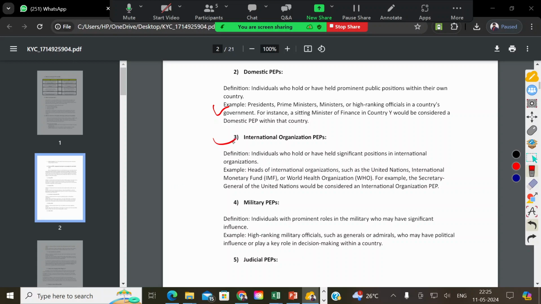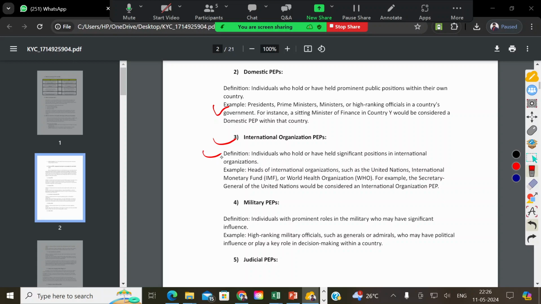Then third one is international organizations PEP. So definition, it means individual who hold or have held a significant position in international organizations. For example, head of international organizations such as the United Nations, International Monetary Fund, or World Health Organization. For example, the secretary general of the United Nations would be considered an international organizations PEP.